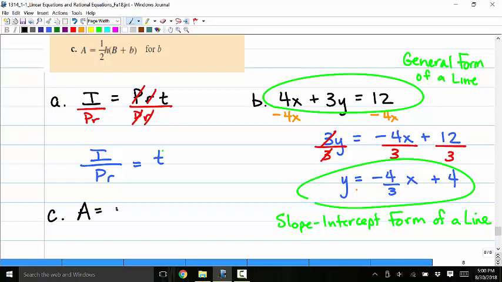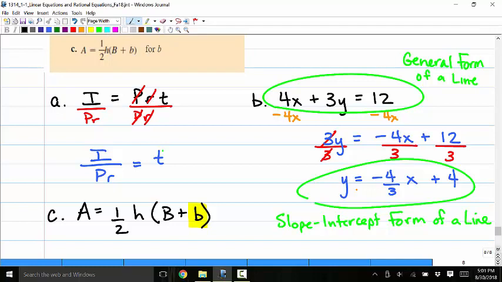Okay, C, A equals 1/2 h times the quantity big B plus little b. And I want you to solve for little b. Does anyone know what this formula is? This is actually the formula to find the area of a trapezoid. The area of a trapezoid is 1/2 times the height times the sum of the two bases. You don't need to know that either. I'm just giving you little tidbits of additional information.